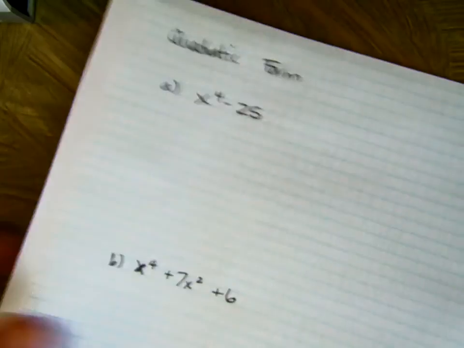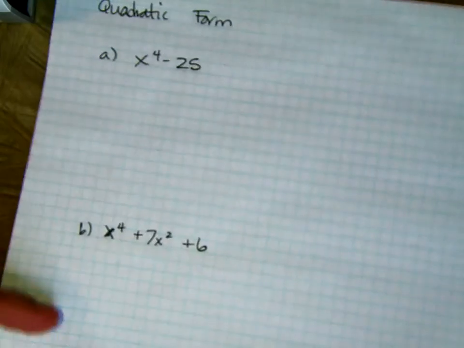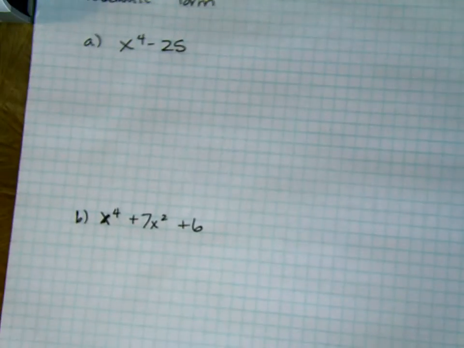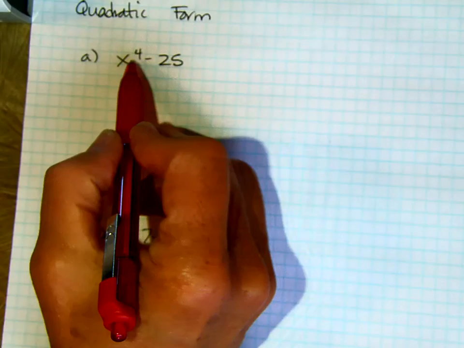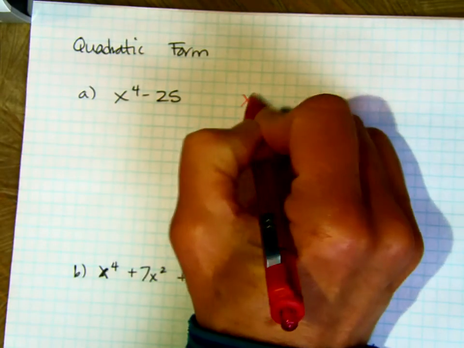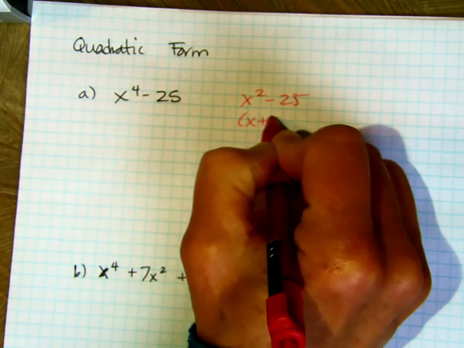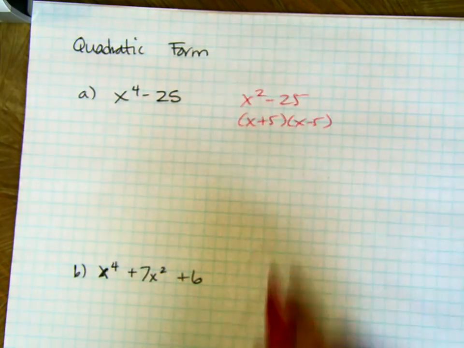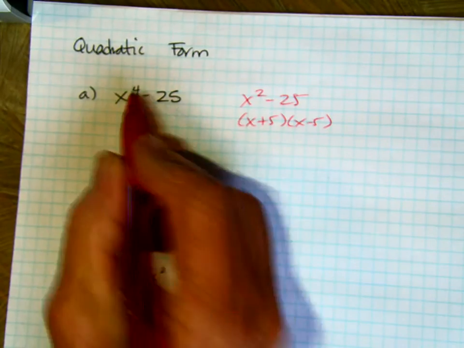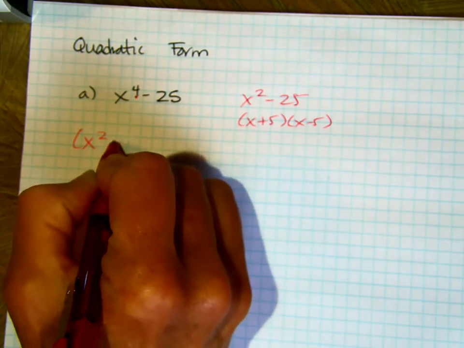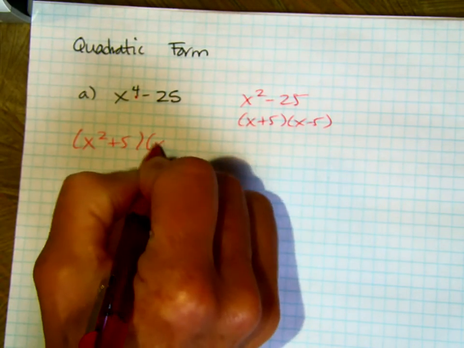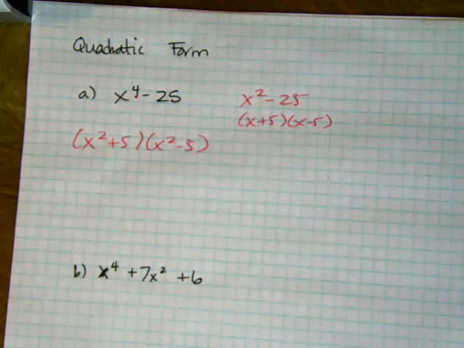How about quadratic form? So you'll like this, because this is familiar territory. This fourth looks yucky, but hey, let's remember what if we had x squared minus 25? Well, that would just be x plus 5, x minus 5. So if this is an x to the fourth, it just becomes an x squared plus 5 times an x squared minus 5. That's all, right?